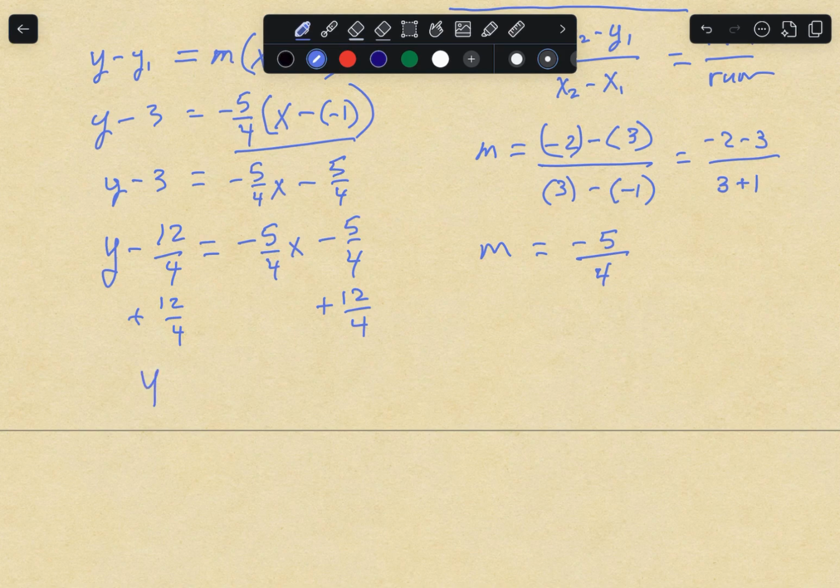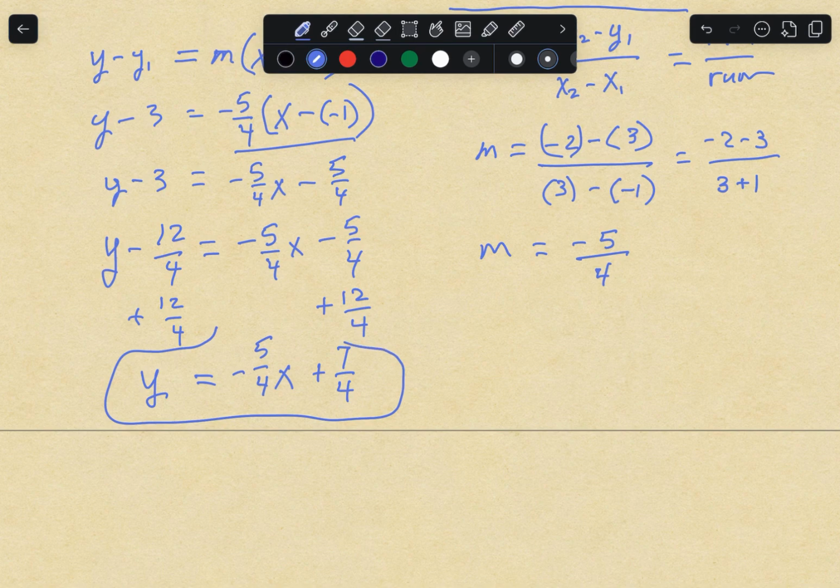Now 12 minus 5, because that's a negative 5, that becomes y. This right here is gone, so that becomes y equals negative 5 over 4x, and 12 minus 5 is 7, so that becomes plus 7 over 4. And this is your answer right here. And that's how you write an equation.